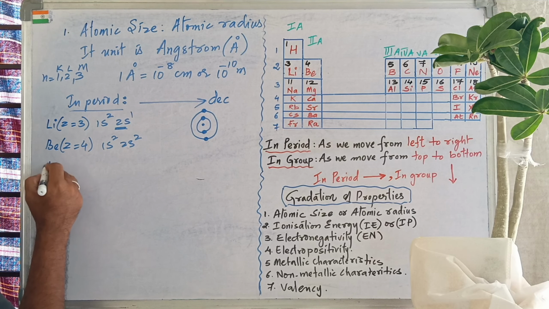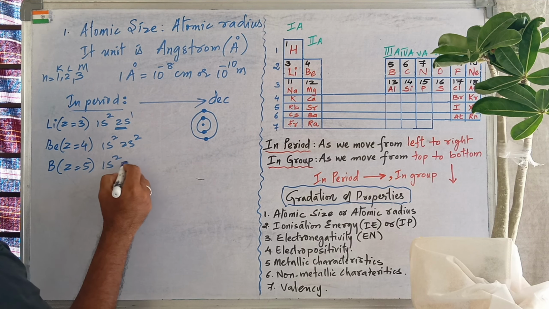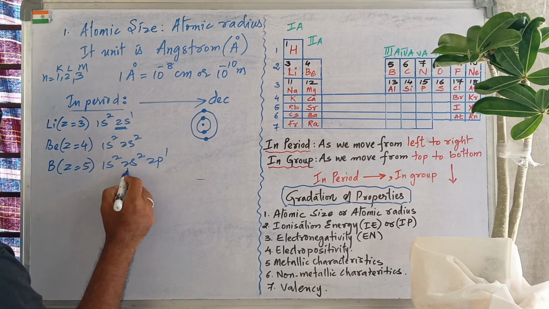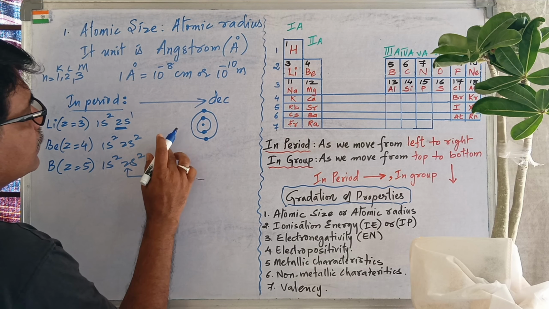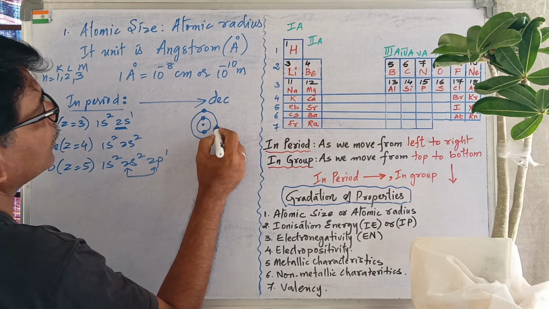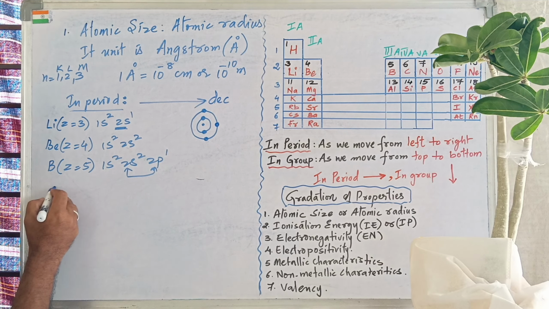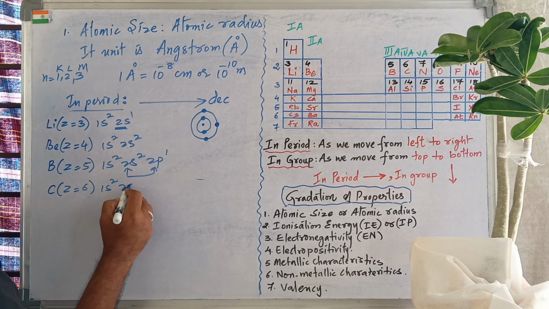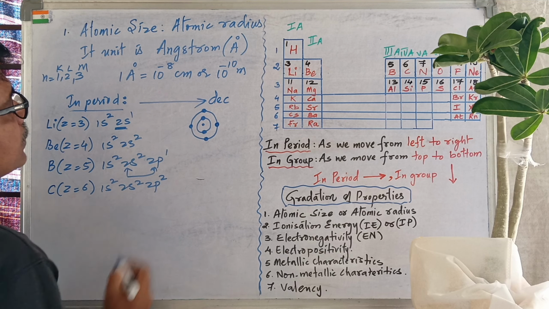Then from beryllium it is boron, whose atomic number is 5. So it's 1s2, 2s2 and 2p1. Again, there is no change in the shell. Shell number did not change. Shell or orbit means the same. The extra electron that has now come has to enter into the same shell. Next comes carbon, whose atomic number is 6: 1s2, 2s2 and 2p2. The next electron also enters into the same shell.